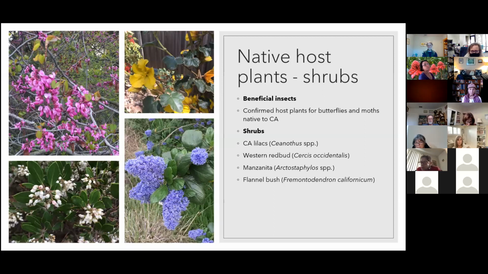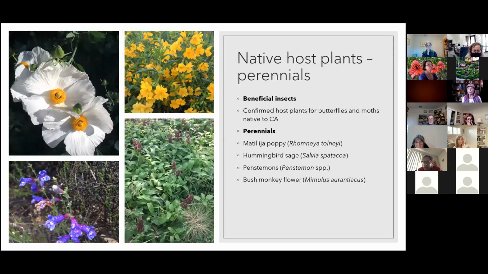Other things they do is they're of course host plants for many butterflies and insects. So here are some native shrubs, and these are all taken in our garden. They're all very pretty, just to look at and to enjoy the flowers as well. So we still have that pretty aspect. So we have the California redbud on the top left. The yellow one is the Fremontodendron or flannel bush, manzanita at the bottom left, and then the California lilacs, which there are a lot of them out there in the horticultural market, and they're really pretty.